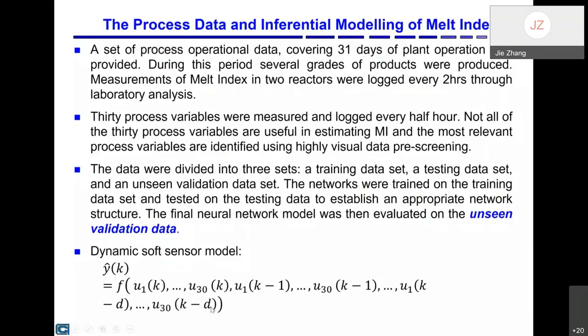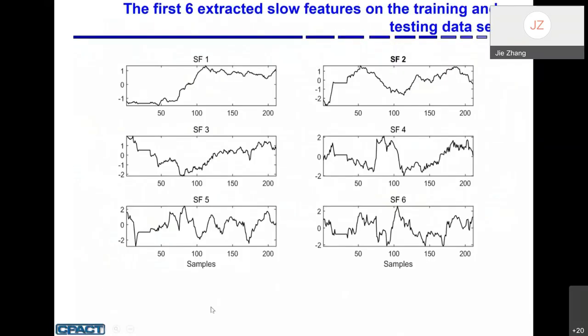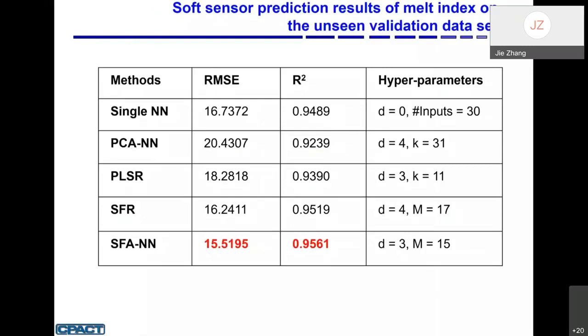Now we apply slow feature analysis to this set of data. You can see here the first slow feature, which varies at a much lower frequency. This one is the second slow feature, which varies at a higher frequency than your first slow feature. And then you have your third slow feature, fourth slow feature, etc. Now we use those slow features as input to a neural network, and we build this soft sensor model.